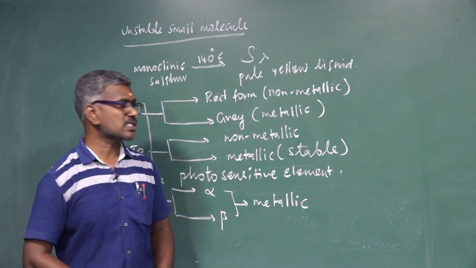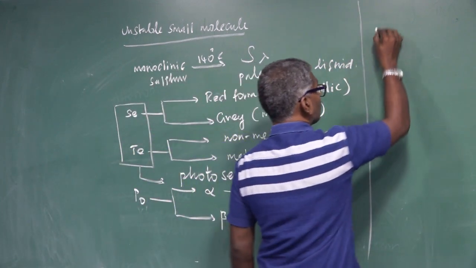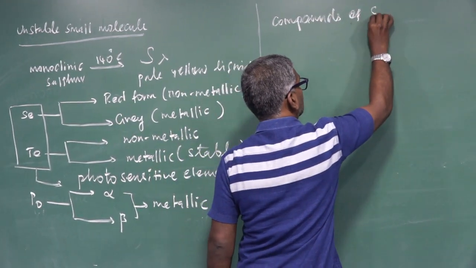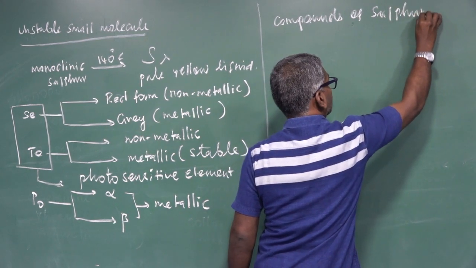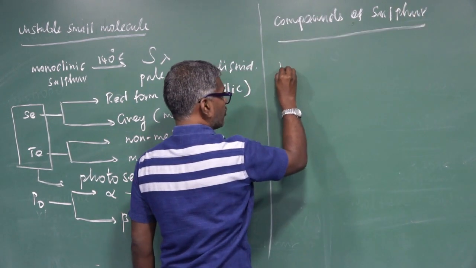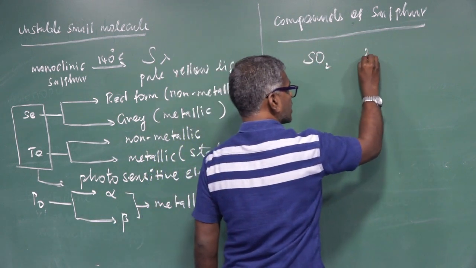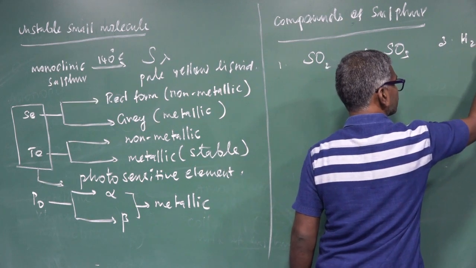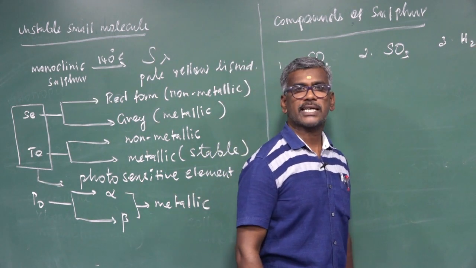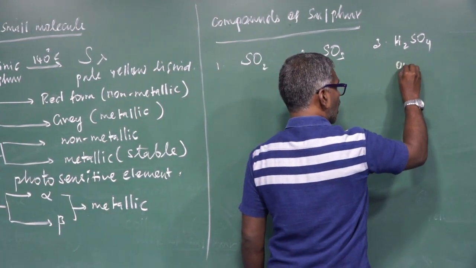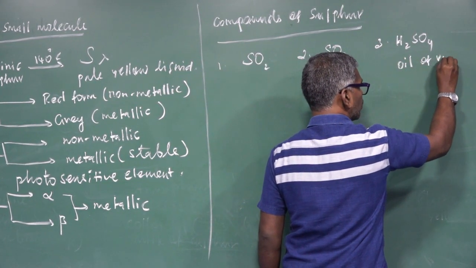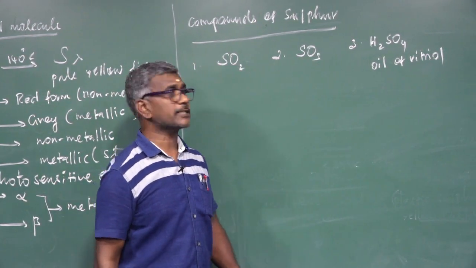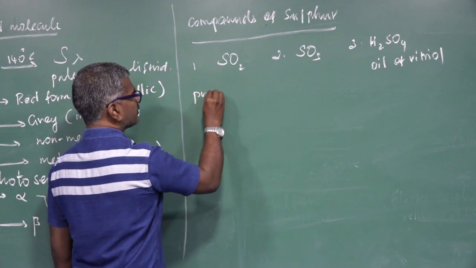Another one, compounds of sulfur. First one, SO2. Second one, SO3. Third one, sulfuric acid. Sulfuric acid is known as the king of chemicals, that is oil of vitriol. This is obtained from green vitriol. We will discuss that later. First, preparation of SO2 and SO3.